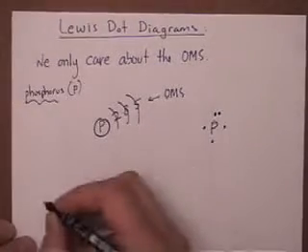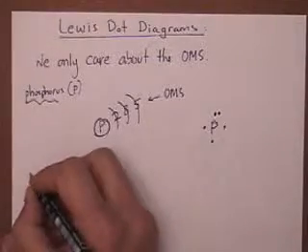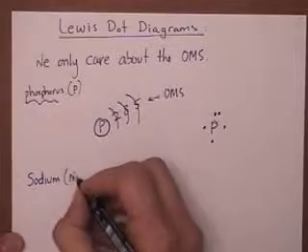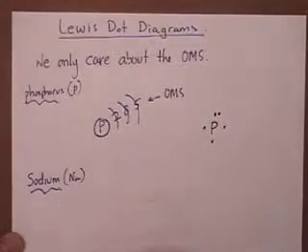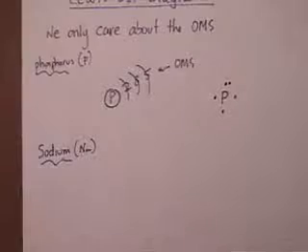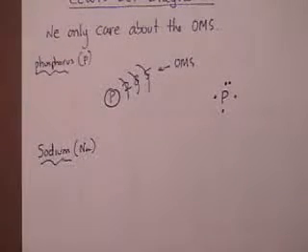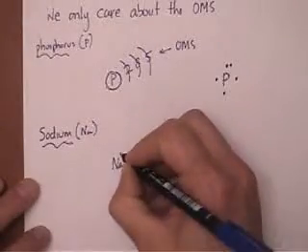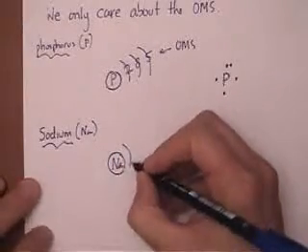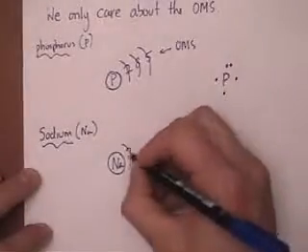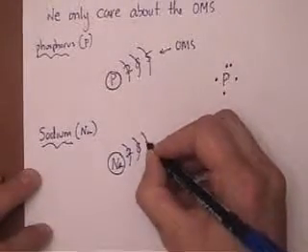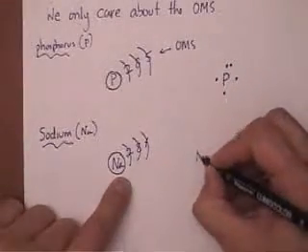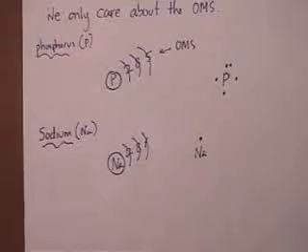Let's try another one. Let's try sodium. Sodium is Na. Push pause for a second here and actually give sodium a try. See if you can do it. Okay, hopefully you gave it a whirl. Sodium's Na. It's 11 on your periodic table, which means it goes 2, 8, and 1. My outermost shell is 1, that's all I care about. Na with 1 dot on it.